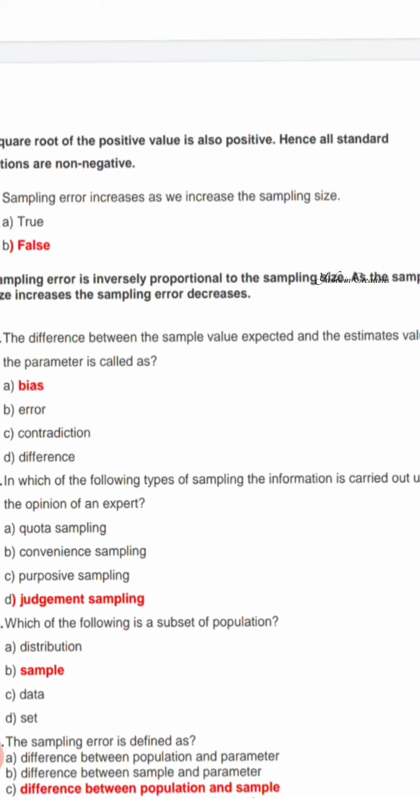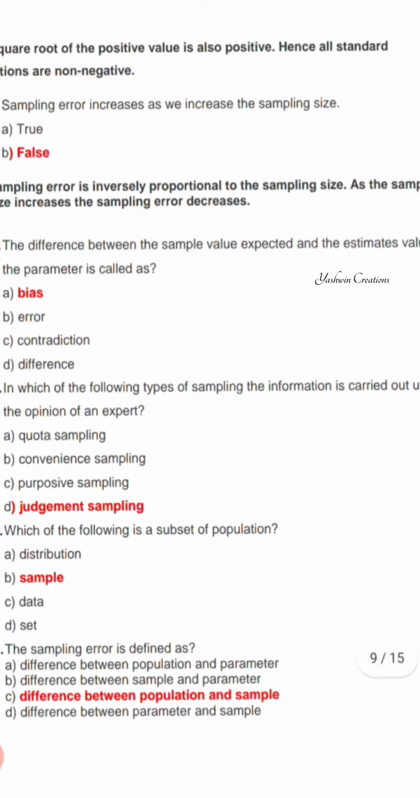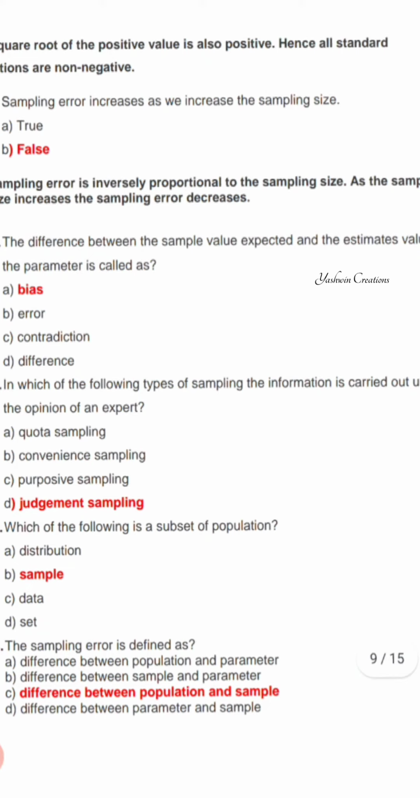In which of the following types of sampling is the information carried out under the opinion of an expert? Quota sampling, convenience sampling, purposive sampling, judgment sampling. In judgment sampling, the information is carried out under the opinion of an expert. So remember judgment sampling.